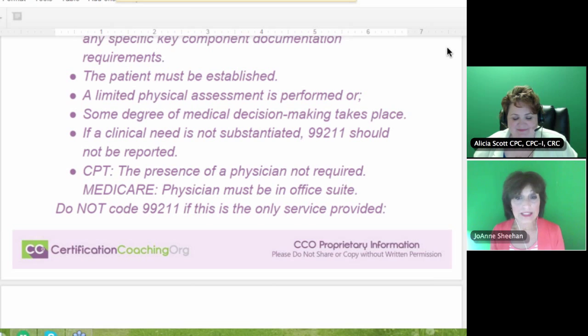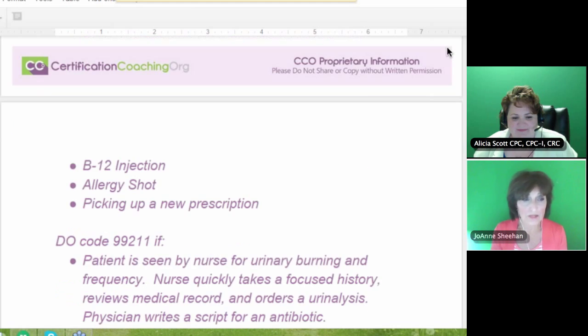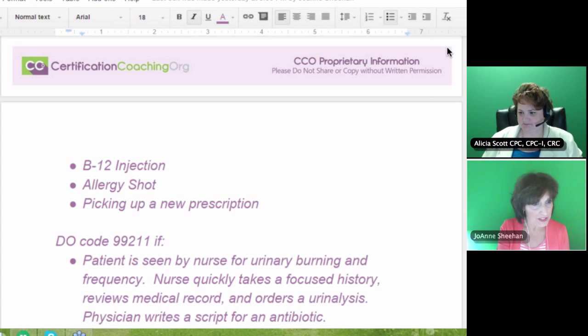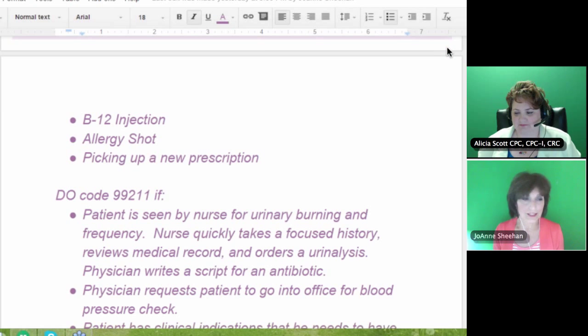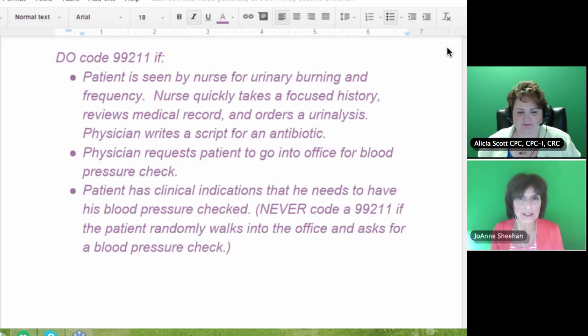Now, I want to give you a couple examples of when you would not use a 99211. If a patient comes in once a month for a B12, and the doctor just gives a shot and that's it, then you're billing a 96372 with the HCPCS code J3420 for the B12, and that's it. If a patient walks in with a little bottle of allergy serum and the nurse gives you a shot, there's no 99211. If you're picking up a script, dropping off a urinalysis, even if it is face-to-face, it's not a 99211.